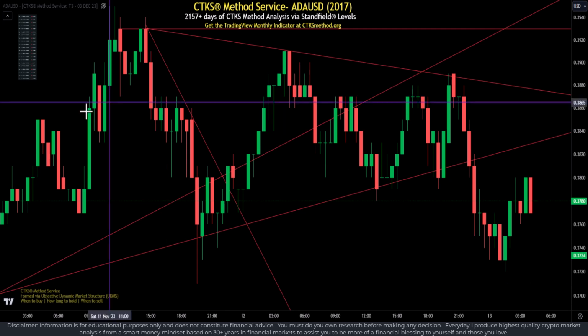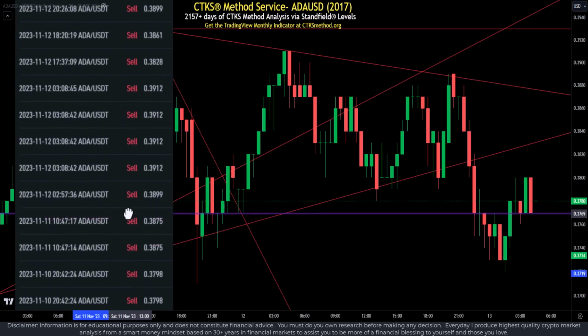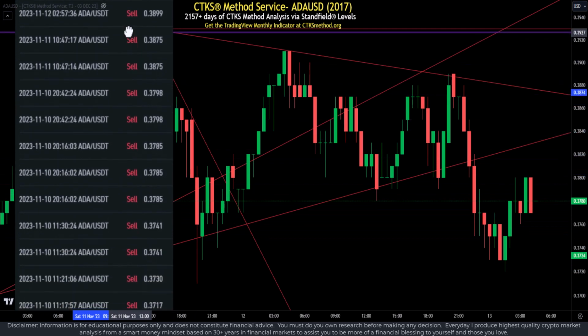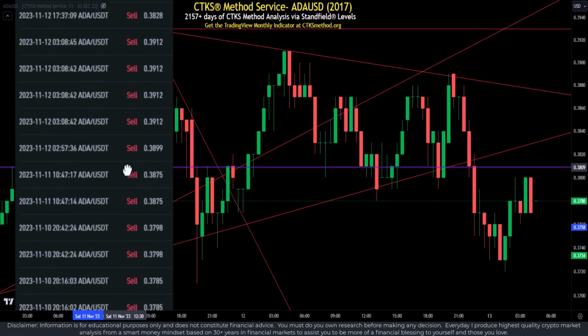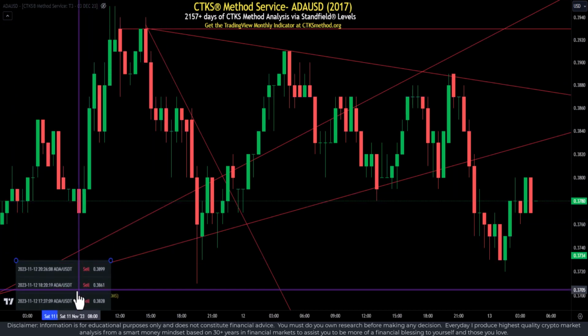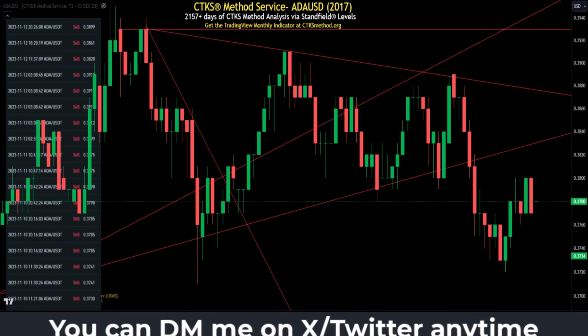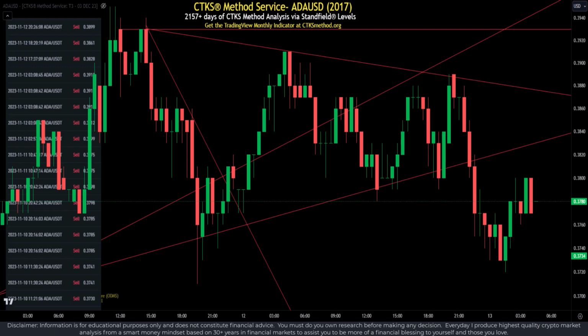Just to give you an understanding, on ADA's price chart over the past couple of days, this is some of the trades that I've been doing. As you can see, there's quite a few of them, and you can't say that ADA has been a particularly forgiving crypto at the moment. It's been all over the place. But with the CTKS method, you can print money.